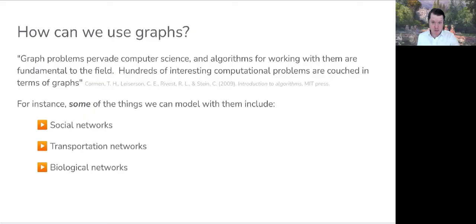Understand that in this textbook referenced here, which you will use in 225, I believe there's like 4 chapters on just graph algorithms. So this representation has a lot of interesting algorithms that can be applied to it to effectively allow us to interact with them in a very diverse set of ways. Some things we can model, though: social networks, transportation networks, biological networks, and many more. I'm just listing a couple that we can get through comfortably within the time allocated for this lesson.